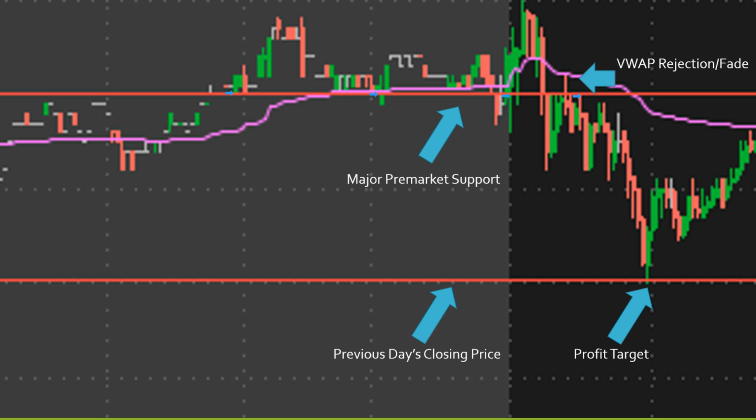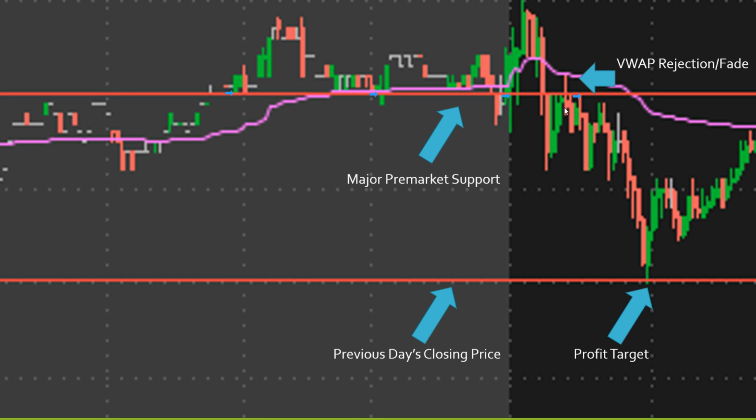But yeah, so we're looking to attack the range of the major support in pre-market and the previous day's closing price. For instance, when we see this VWAP fade here, which everybody probably should know after taking classes, you can see it's actually a rejection. You can see a break underneath the VWAP and a pull back to the VWAP, and we can enter the trade here and give ourselves a very decent and obvious profit target of that previous day's closing price.